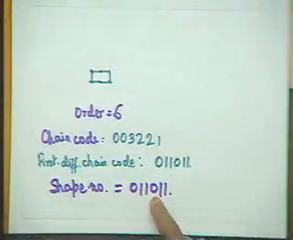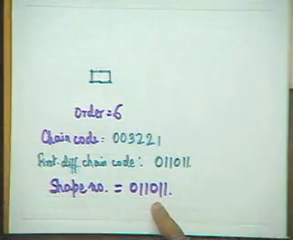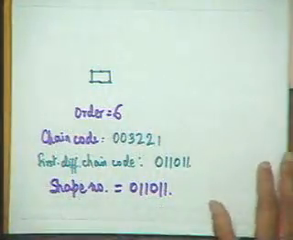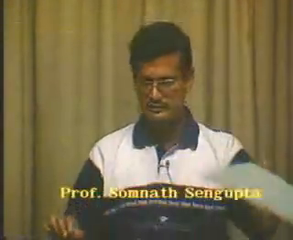So shape number is very often used as a boundary descriptor. And it really tells you much about the shape information of the boundary. It is a popular descriptor that is used. And yet another descriptor, which has been very widely used, is what is known as the Fourier descriptor.